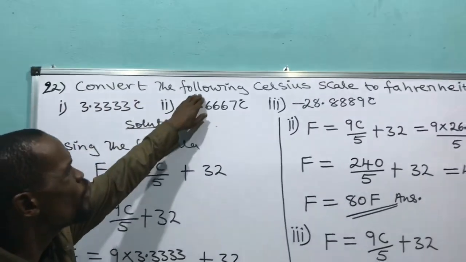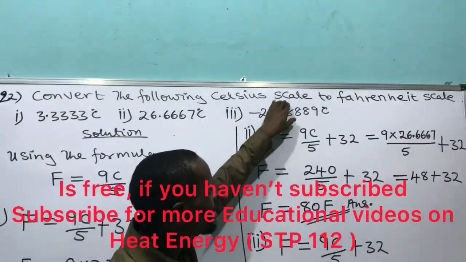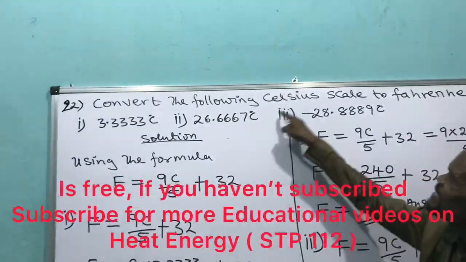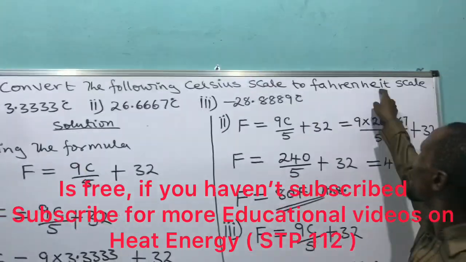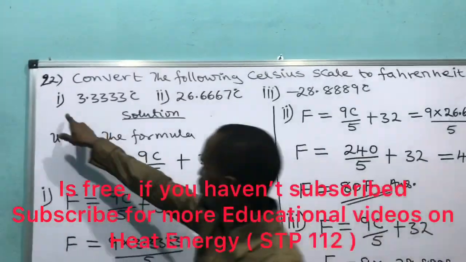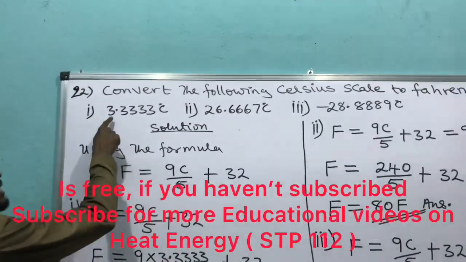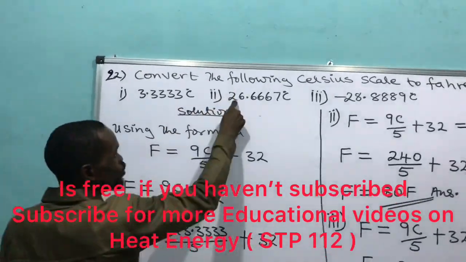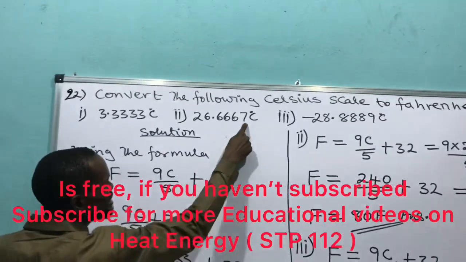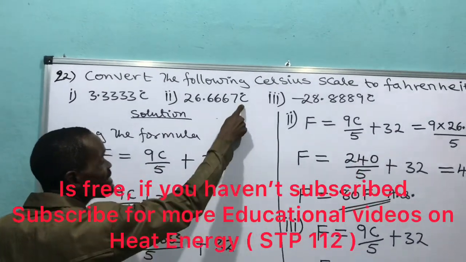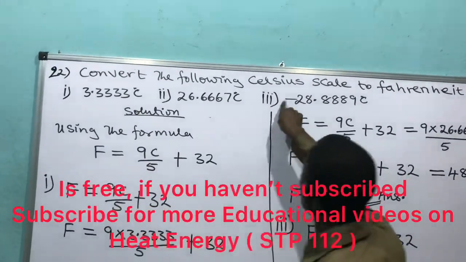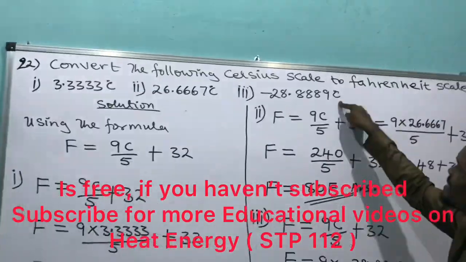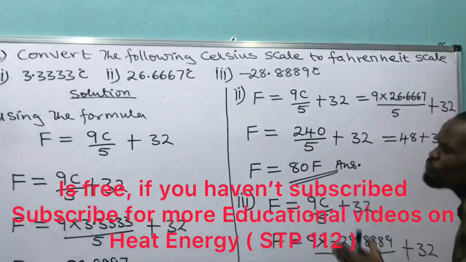Convert the following Celsius scale to Fahrenheit scale. Look at the Celsius scale. I, 3.333 degrees Celsius, then II, 26.666, 0.667 degrees Celsius, then III, minus 28.8889 degrees Celsius. This is what they say we should convert to Fahrenheit.